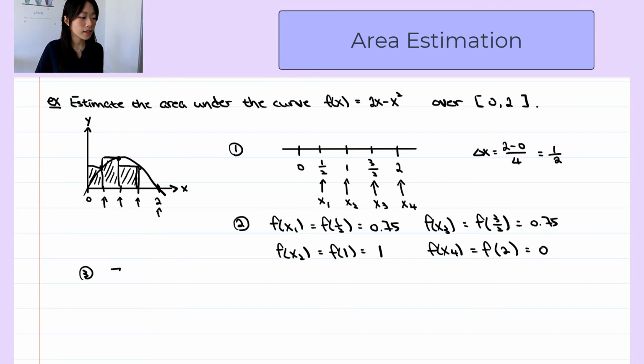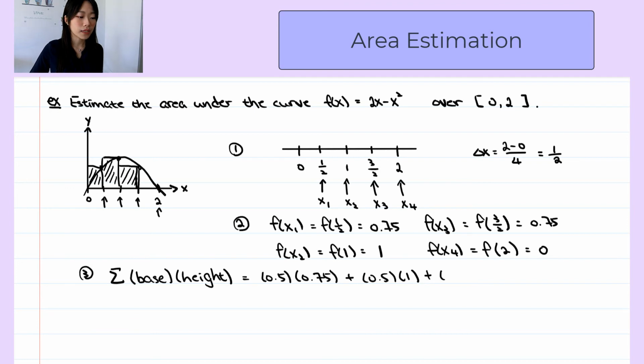And we denote that as sigma, base times height. Which equals 0.5 times 0.75 plus 0.5 times 1 plus 0.5 times 0.75 plus 0.5 times 0, which equals 1.25.